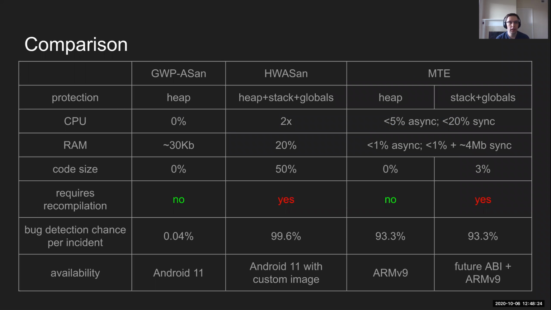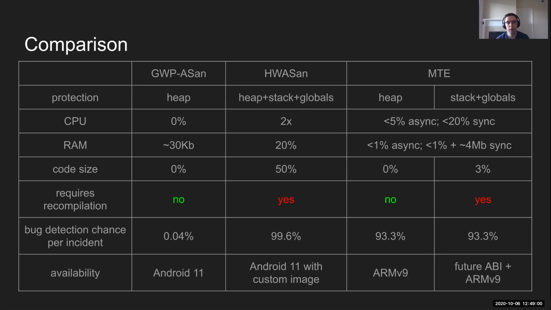And here is a high-level overview of all of these options. Just to remind you, MTE is a future option that doesn't have any hardware available for it right now. GWP-ASan is something that can be used right now. In Android 11, it doesn't require recompilation. It has very, very small overhead in all dimensions. It has a small bug detection chance per incident of a bug. But as I said before, if you run it long enough and if you ship it to a large number of users, you will get all your bugs eventually.